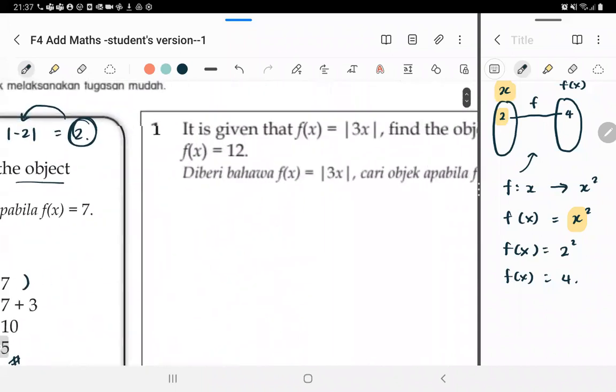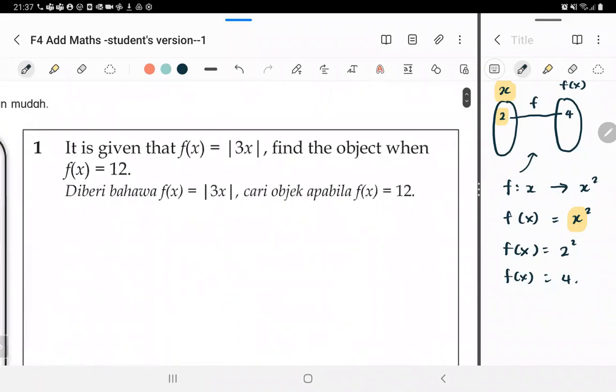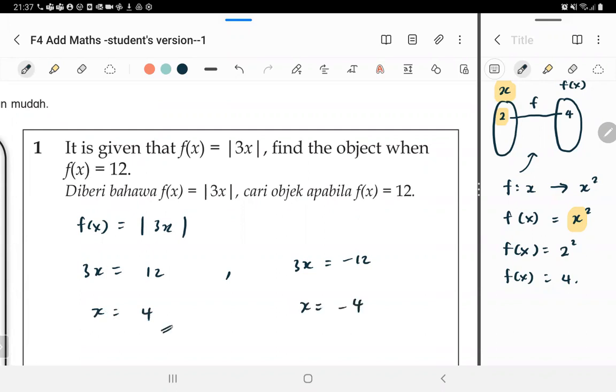Let's see another example. If I have something like this, f(x) equals modulus 3x. Find the objects when f(x) is equal to 12. So modulus 3x is equal to 12, right? That means the 3x can be positive 12, and the 3x can be negative 12 as well. Put a comma in the middle. So here x will be equal to 4, x will be equal to negative 4. These two will be the final answer.